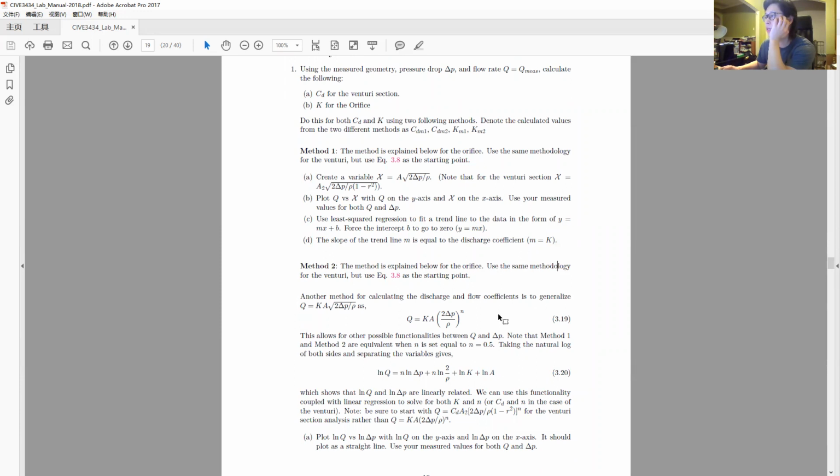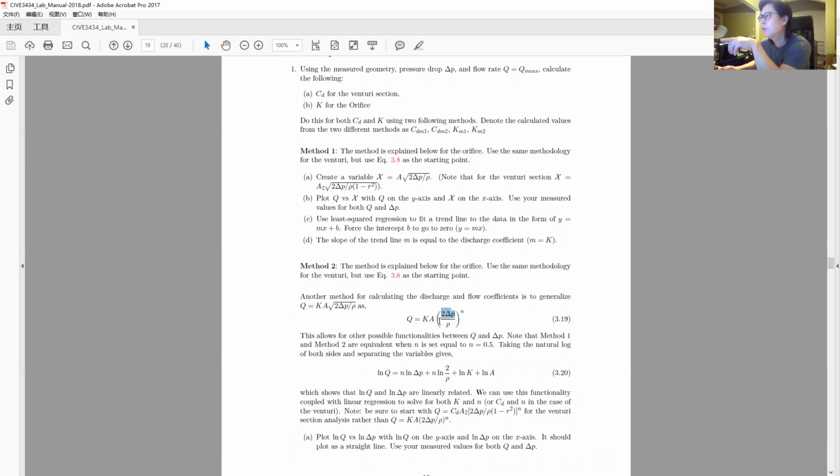And method 2 is a little bit different. We actually generalize the equation Q equals K A square root of 2 delta P over rho with an exponent n. The n in our original equation is 0.5. So we introduce this n into the equation, just substituting for this 0.5, this square root.